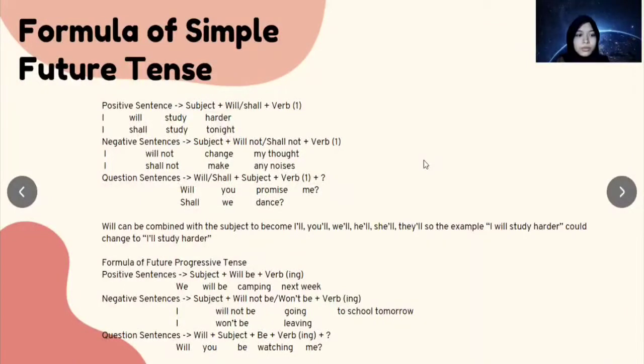And then the formula of future progressive tense. First, we have positive sentences with the formula subject plus will be plus verb ing. The example is we will be camping next week. And then we have negative sentences with the formula subject plus will not be or won't be plus verb ing. The example is I will not be going to school tomorrow and I won't be leaving. Next, we have question sentences with the formula will plus subject plus be plus verb ing. Example, will you be watching me?